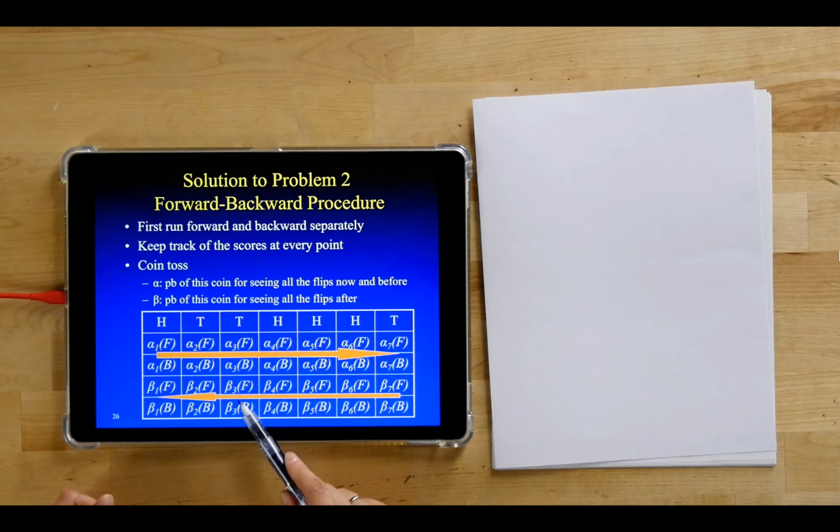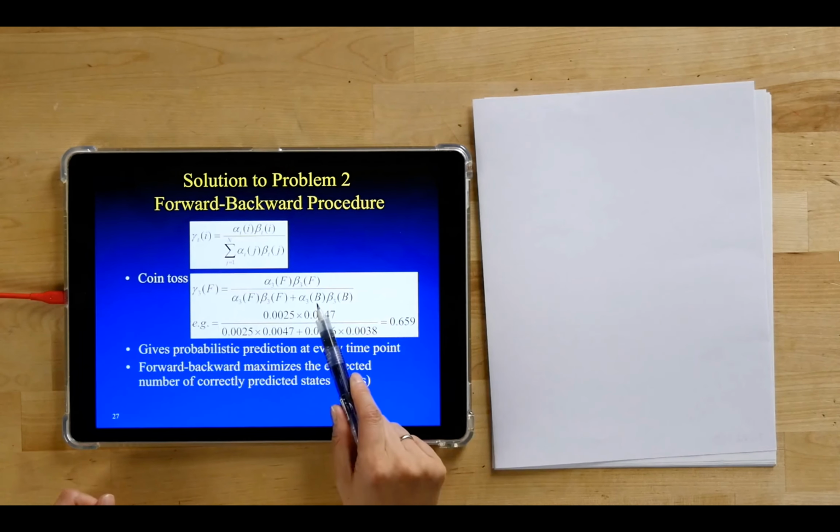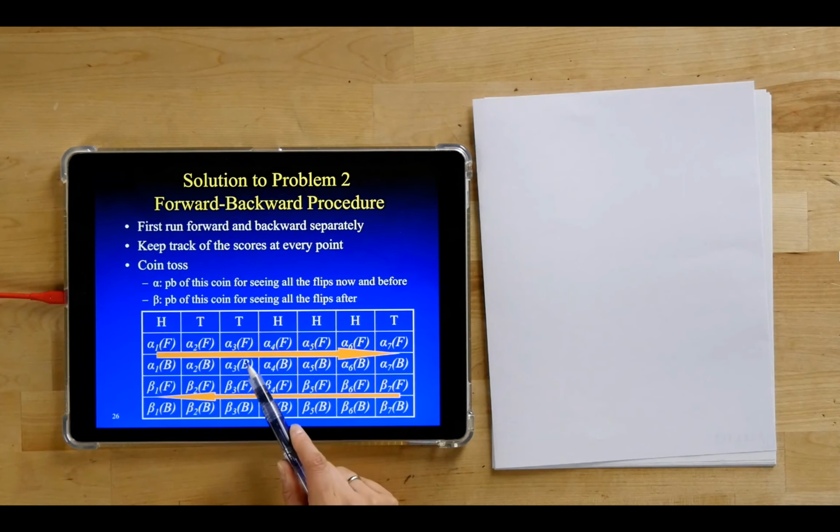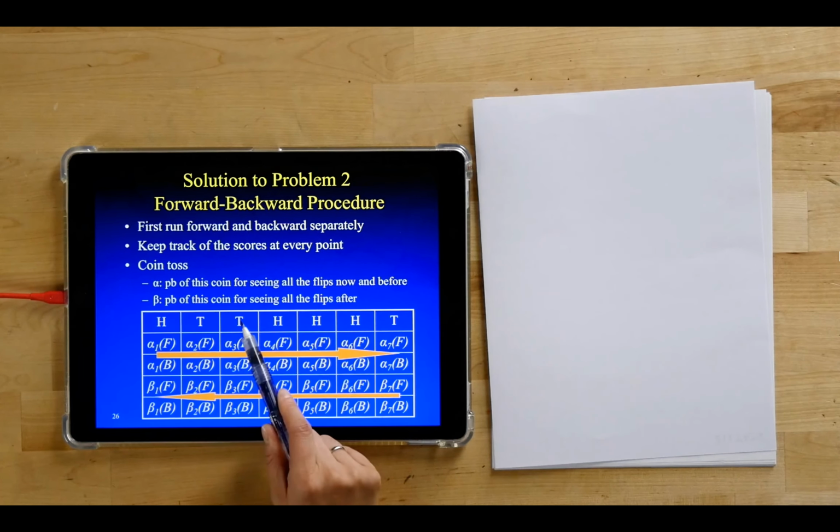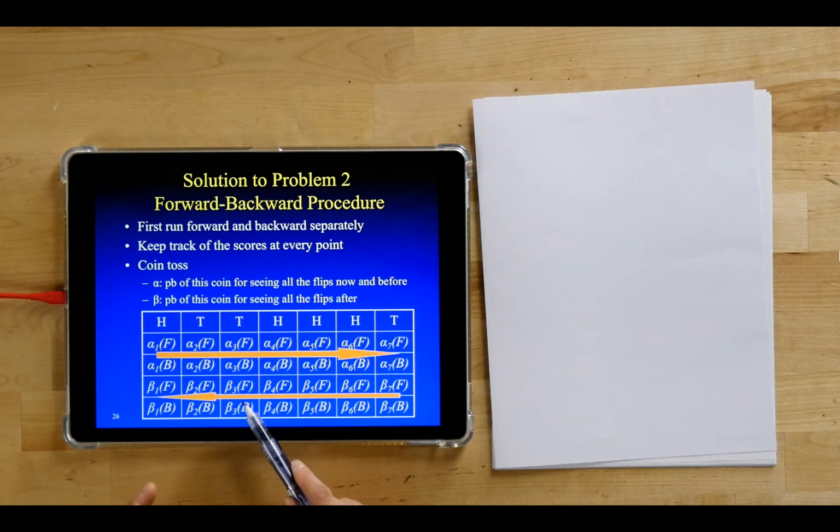And so if I'm using a biased coin, then the alpha here is okay. In order to see the probability of using a biased coin to see a tail and everything before, multiplied by the probability of using a biased coin to see everything after, right? So now that's the alternative.